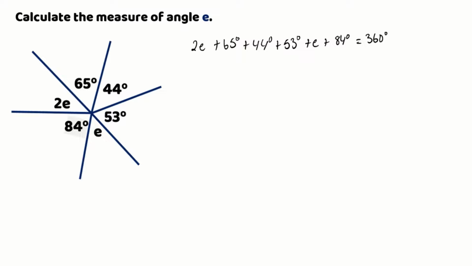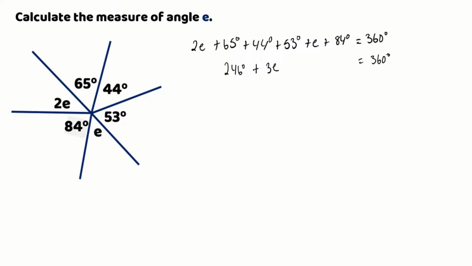And remember that when collecting your like terms, all of our constants are going to be added together, and then we're going to add our coefficient and our variable. So our 2e and e will be added together, and we're going to add all of the numbers together. So after adding all of my numbers together, they sum to 246 degrees being added to my 3e, which will equal 360 degrees.